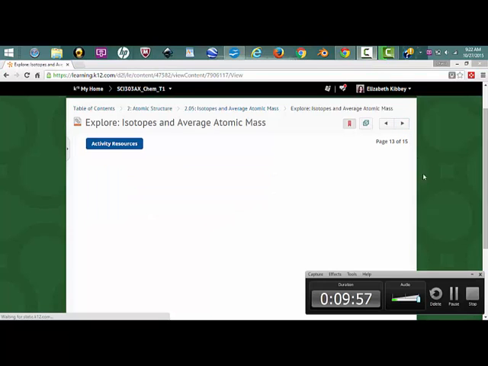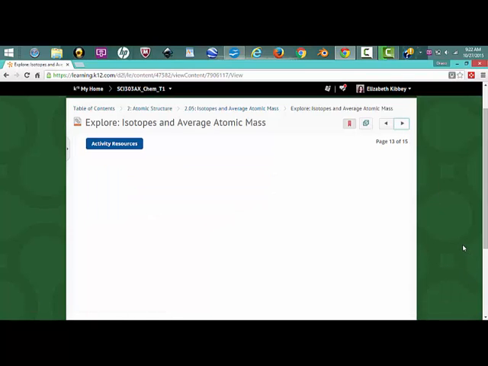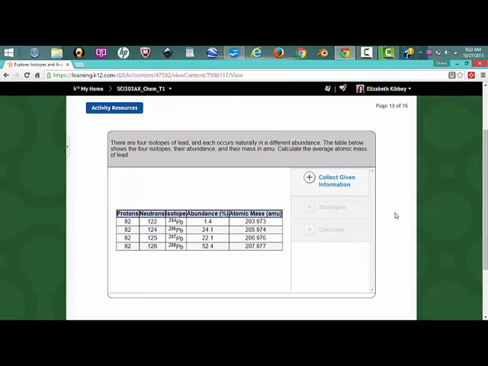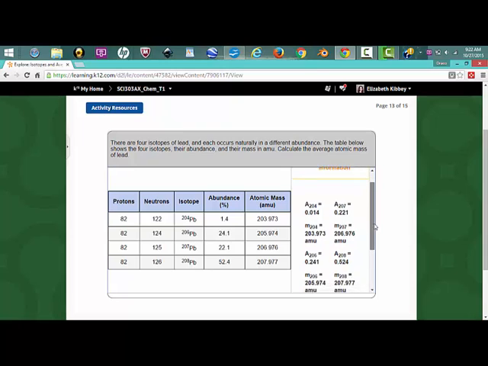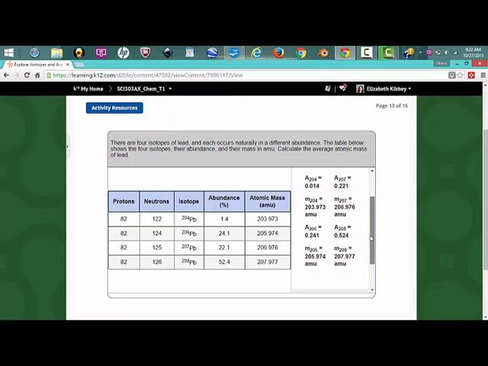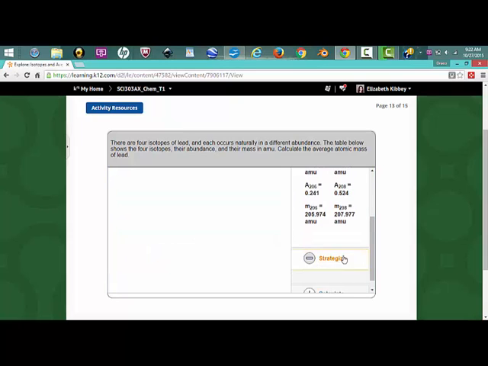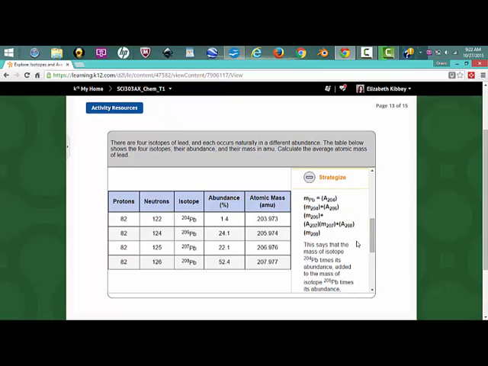I'm cutting it close to home here, kids. Okay, collect the given information. I'm not going to try to read all of that. There we go. Strategize. Okay. Mass Pb equals abundance 204, and so on and so forth.